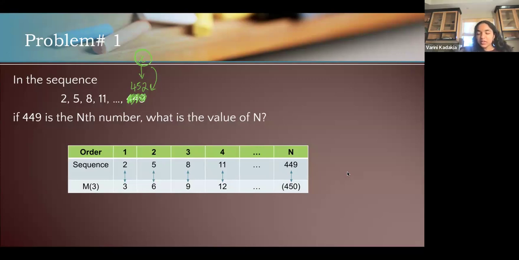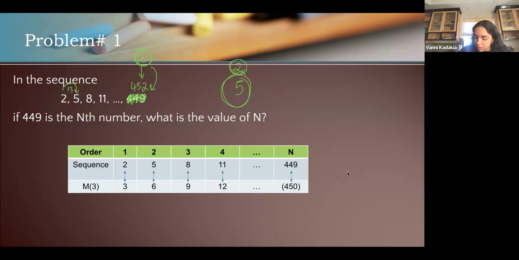Okay. So now let's see if we can find a pattern using the other parts of the sequence. Let's look at the number 5. What position is 5 in the sequence? 2. So how many times do we add the common difference to 2 to get 5? One time, right? We only add 3 once. So 2 plus 3 gives us 5.